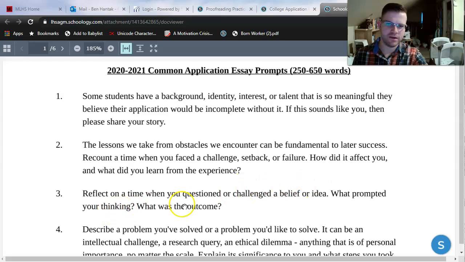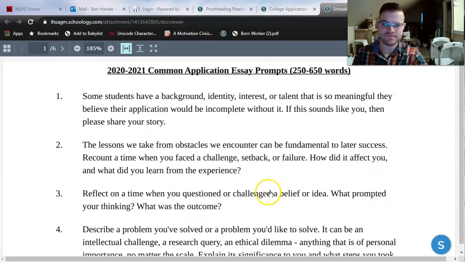What prompted your thinking and what was the outcome? So if you can remember a time when you stood up for what you believe, or you challenged something maybe you thought you believed, notice that this basically gives you a structure, right? What prompted your thinking is one paragraph or the start of your essay. What was the outcome is the next part, right? So they automatically give you a structure to work with in that one. You just have to tell the story. And I would say in your conclusion, that's where you really discuss what you learned or how you grew from that experience.